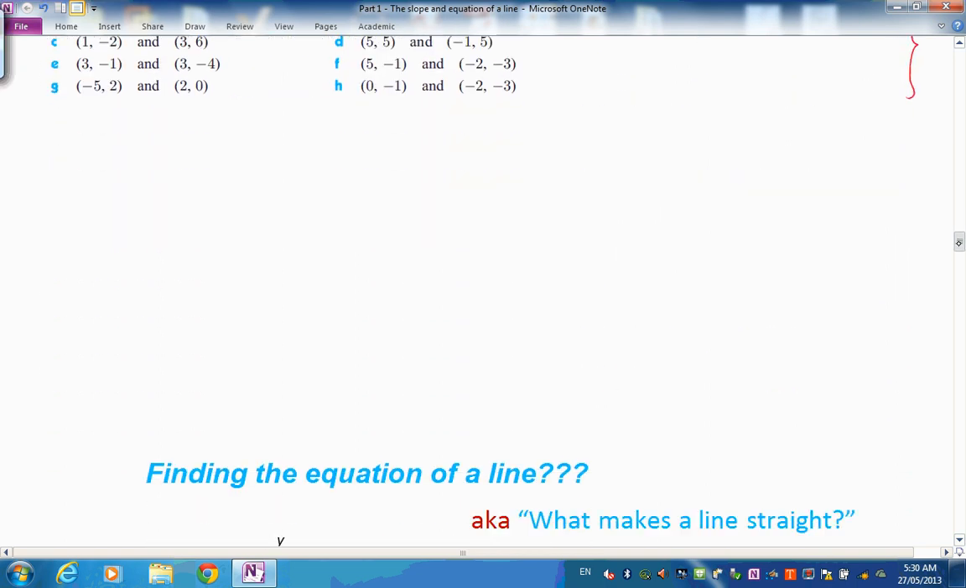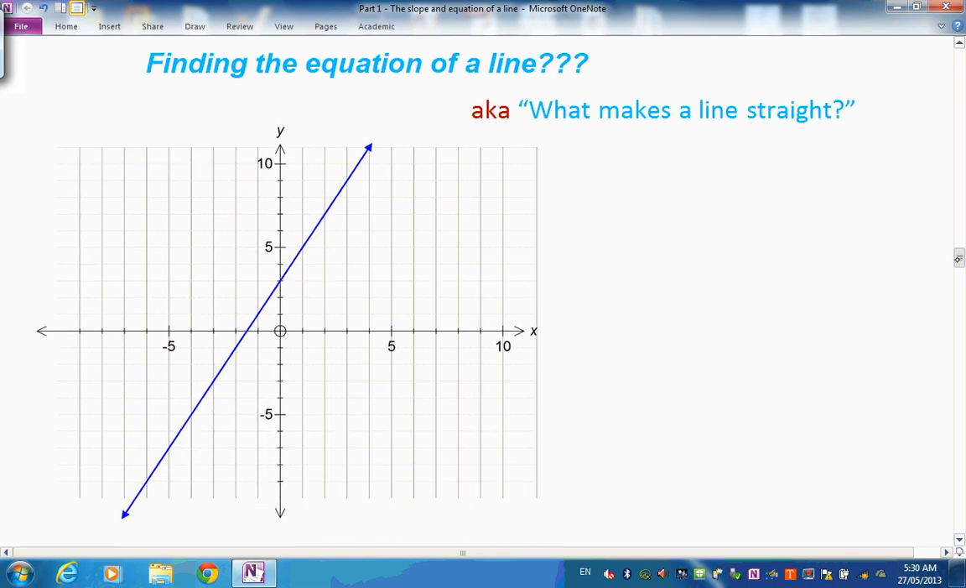So coming down here, what do we got here? I've been busy. Finding the equation of a line? What is that? AKA, also known as, what makes a line straight? I wonder if you've got any ideas about that. Why is a line straight? This was what Descartes was looking at, saying, if we have a shape or figure, what is the equation of it? That's what we're going to do. We're going to follow in his footsteps here now.